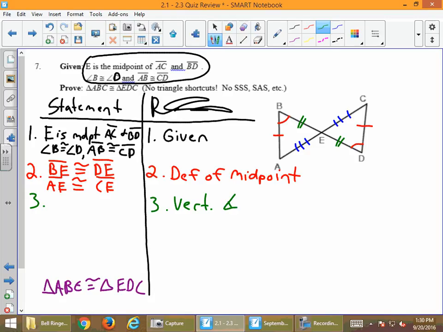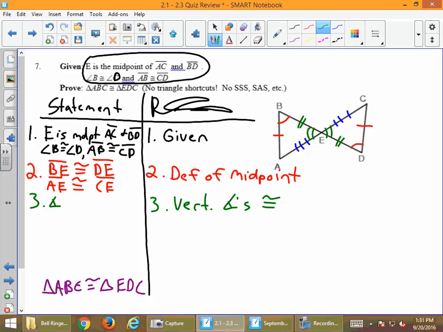Vertical angles are congruent. So I'm going to go ahead and mark that. Yep, that's congruent to that. Now we've got to name them. Who can name? I'll name the first one.